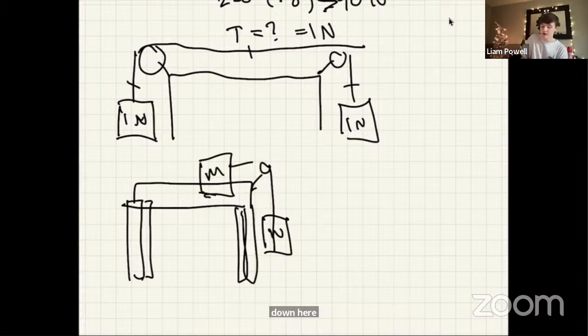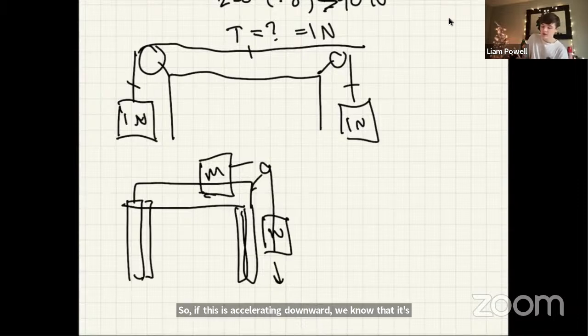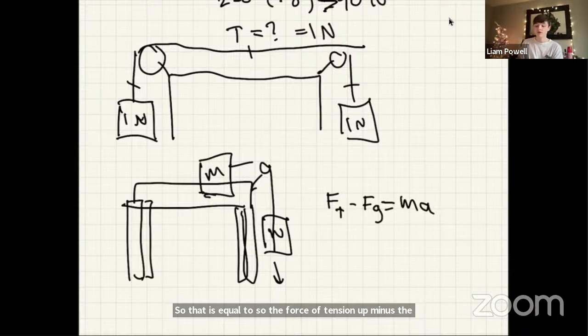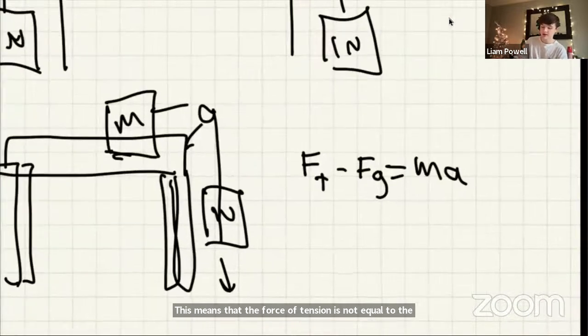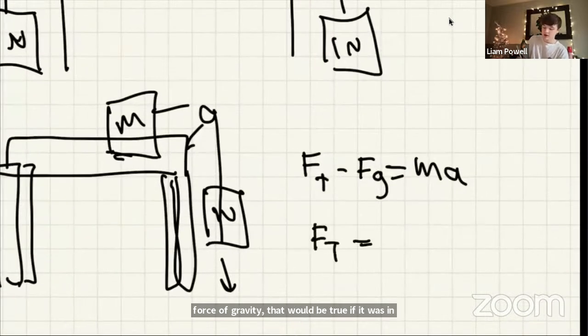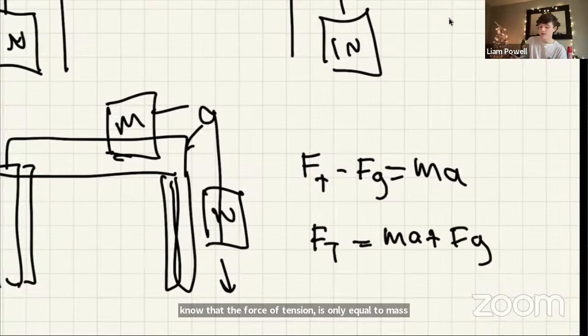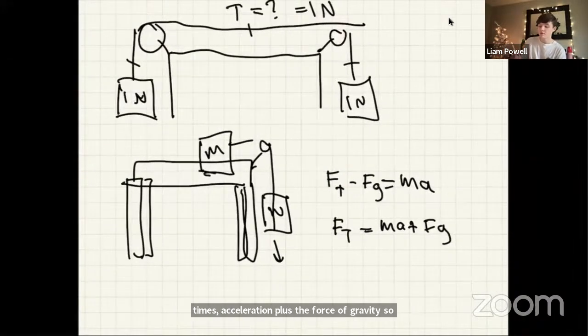So if this is accelerating downward, we know that the force of tension up minus the force of gravity down is equal to mass times acceleration. This means that the force of tension is not equal to the force of gravity. That would be true if it was in constant velocity, but because it's accelerating, the force of tension is only equal to mass times acceleration plus the force of gravity. So that means that it will not be equal to the weight.